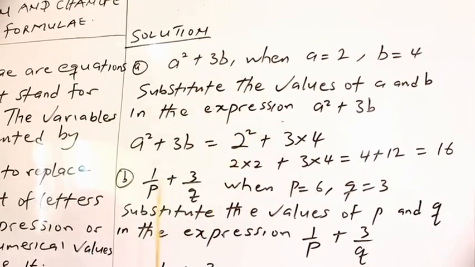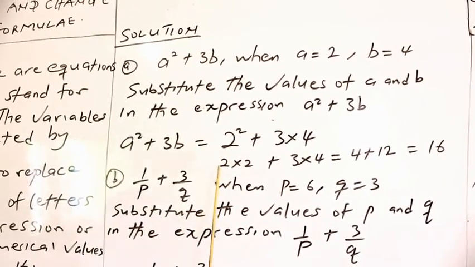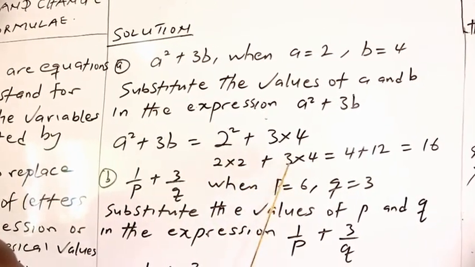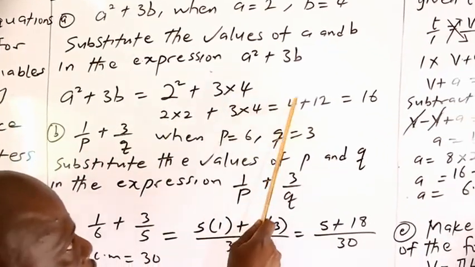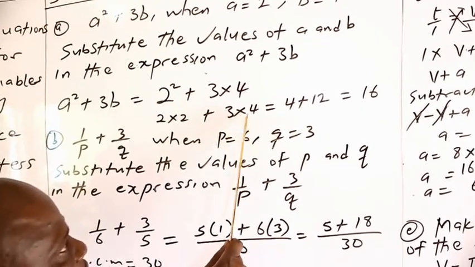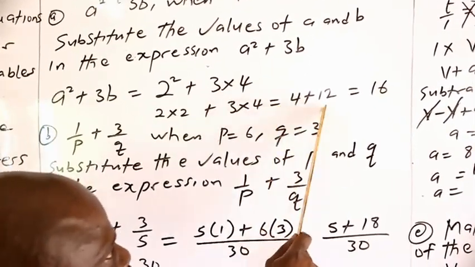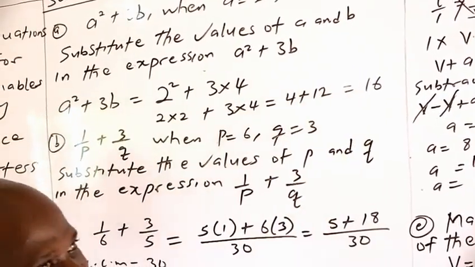This one means we multiply twice. 2 times 2 plus 3 times 4. 2 times 2 will give you 4, plus 3 times 4 it will give you 12. Add everything together, it will give you 16.